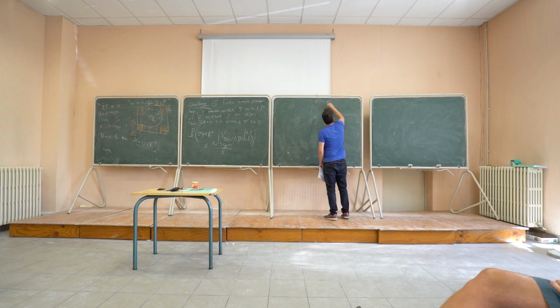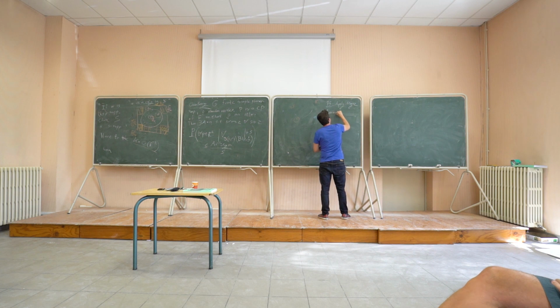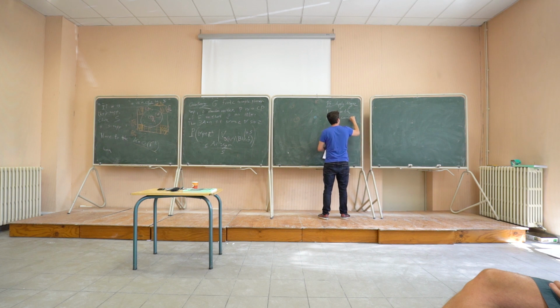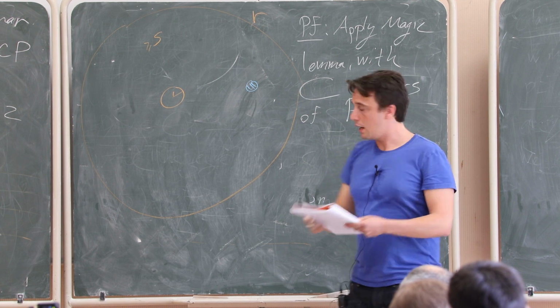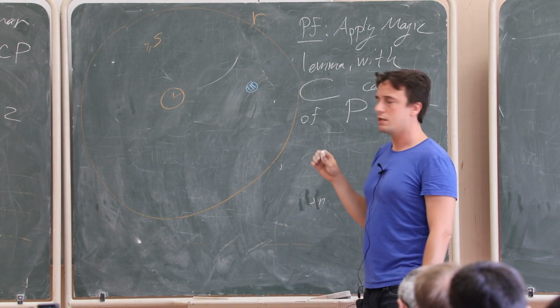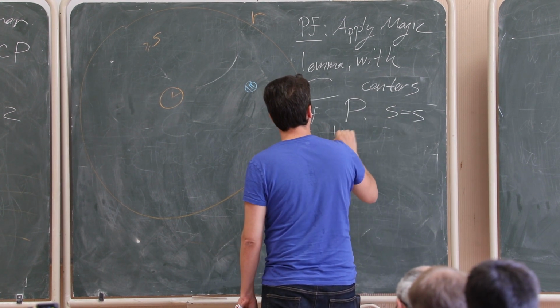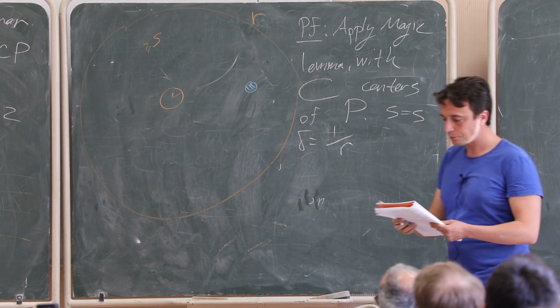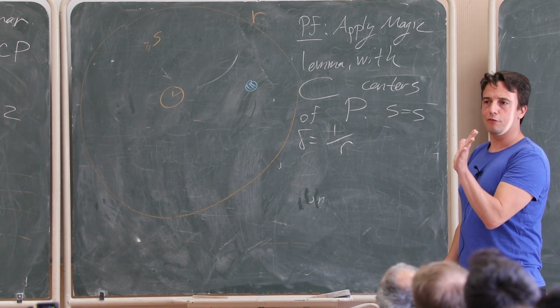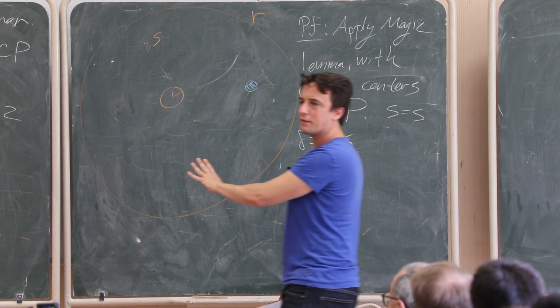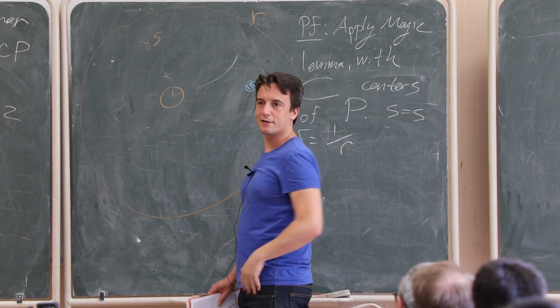So the proof: apply the magic lemma with the set C as the centers of the circles in P, and S is the same S as it is here, and delta equals 1 over R. And I claim that if we just stare at the magic lemma and at that statement, we see that they're exactly the same thing.